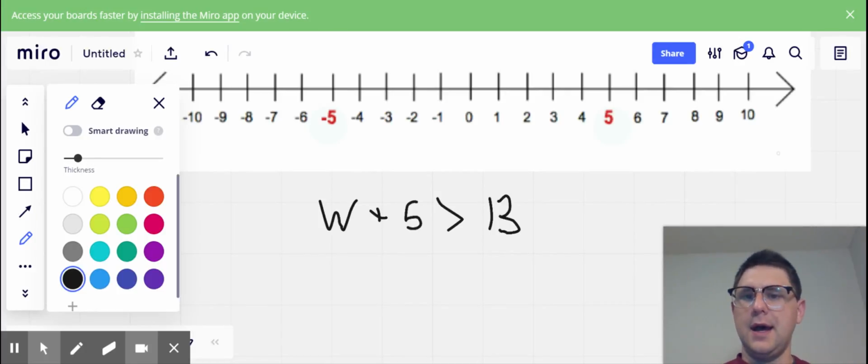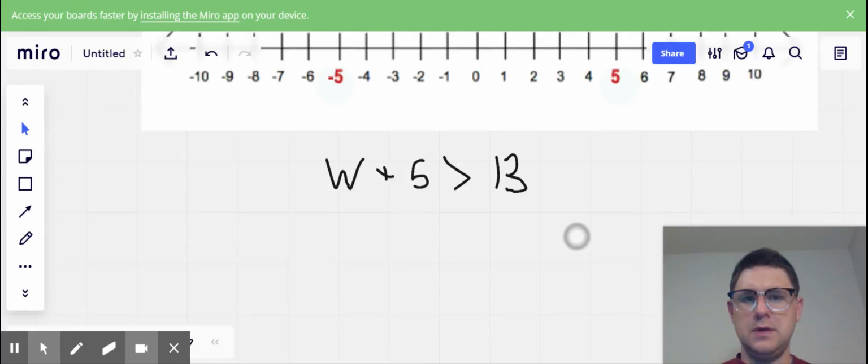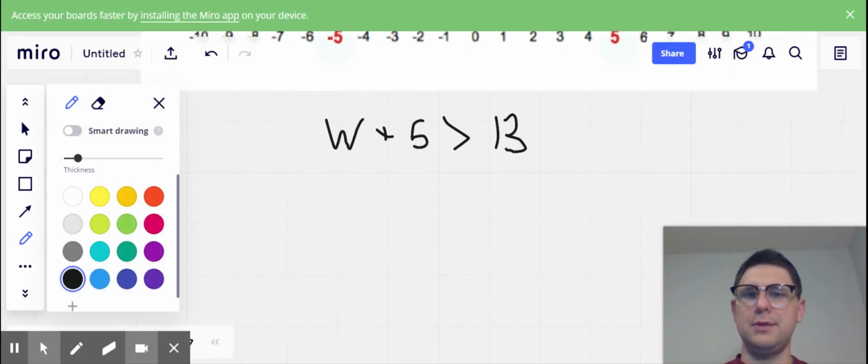We're going to start out with our inequality for problem 1. It says W plus 5 is greater than 13. Remember, the mouth is hungry, it's trying to eat the bigger thing. We're going to solve this exactly the same way that we would an equation.